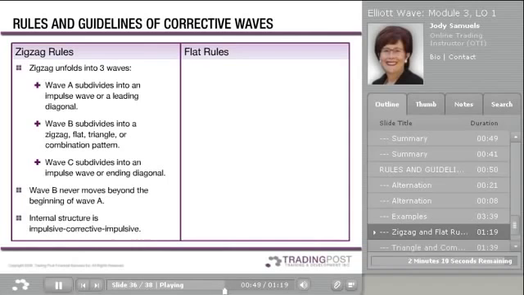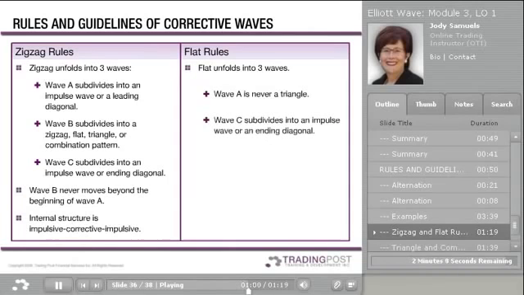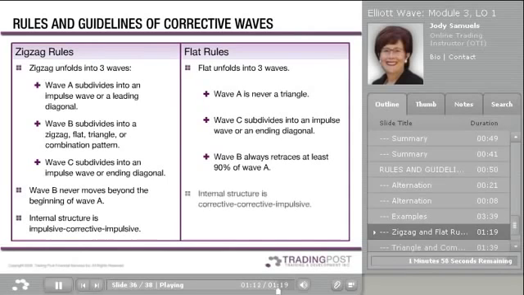And now on to the flat rules. A flat unfolds into 3 waves. Wave A is never a triangle. Wave C subdivides into an impulse wave or an ending diagonal. Wave B always retraces at least 90% of wave A, and the internal structure is corrective, corrective, impulsive.